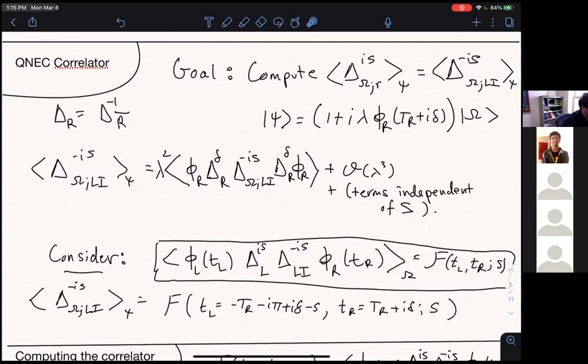I would just say it slightly differently. I'm going to just compute this correlation function and then undo this offset here to get back to what I want. So I'm undoing the offset here. In this T left, I set it to minus T right. This is a left operator, so I have to move it around the thermal circle. So this is this minus I pi. I'm moving it around in Euclidean time. I'm adding to it some I delta so that I can introduce these factors here.